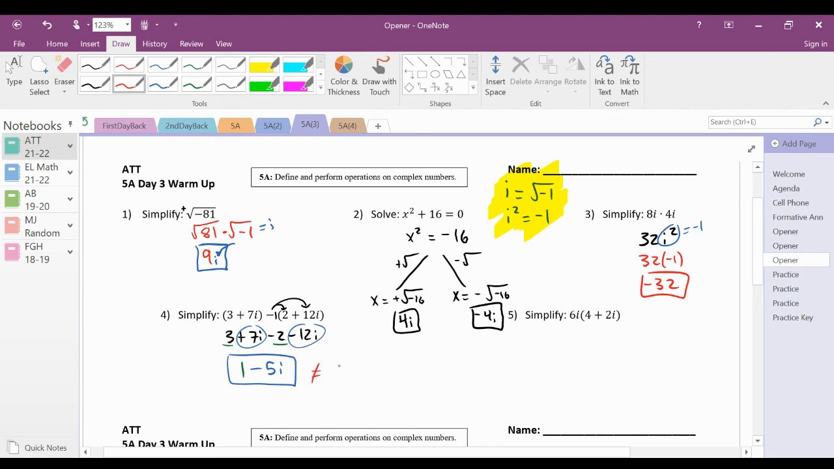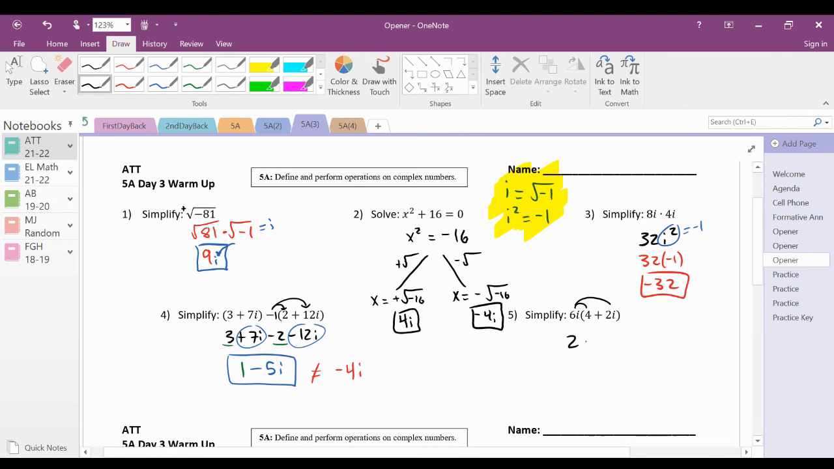Note that you can't subtract those and get like negative 4i or something like that. There's no i squared here because we're just adding and subtracting like terms, so we don't introduce any kind of exponents. All right, and number 5, last one here, distribute our 6i.